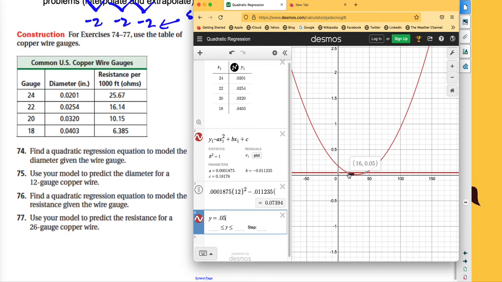Are we always trying to find the gauge, or are we only doing that because that's the problem? This particular problem talks about wire gauge compared to how thick the wire is. If they tell you a wire gauge, you're going to be asked to find out how thick the wire is. If they tell you how thick a wire is, you're going to be asked to figure out the gauge that goes with it. So one number goes in place of x, one number goes in place of y.